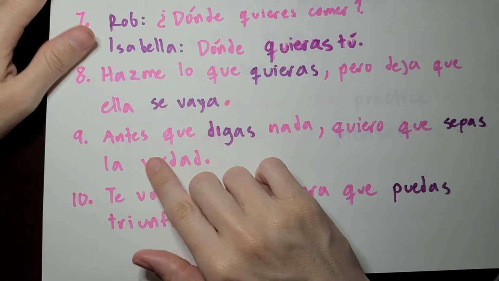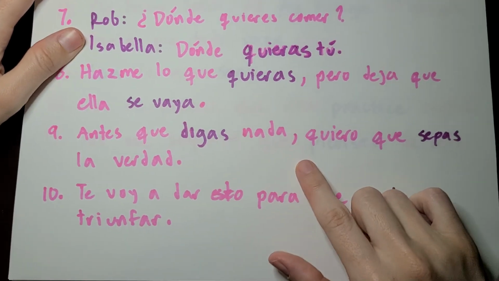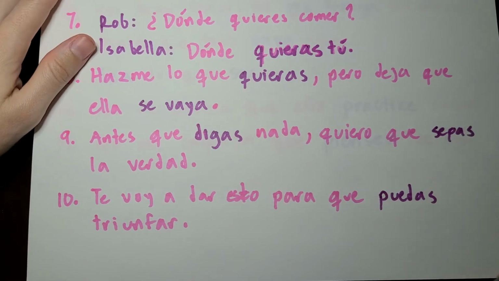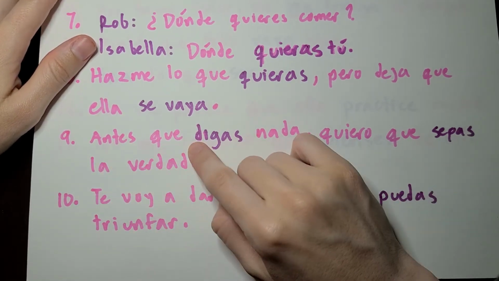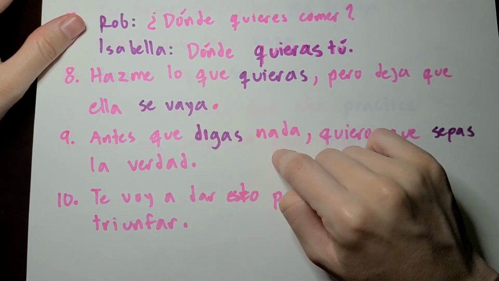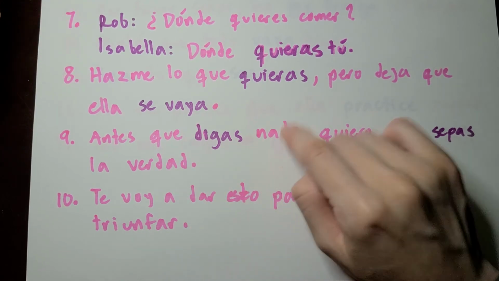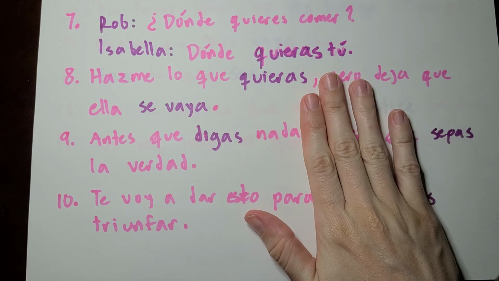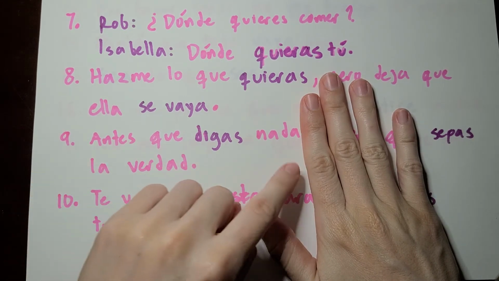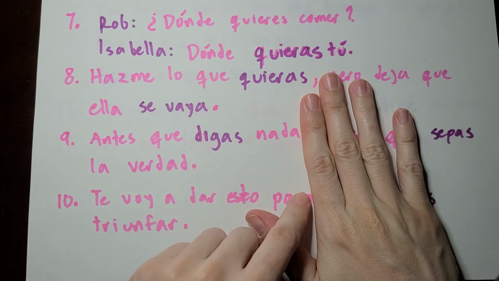9. Antes que digas nada, quiero que sepas la verdad. So here we have another two-parter. Antes que is always followed by the subjunctive. So antes que digas nada, before you say anything. This is another useful expression that you can just take and use in other situations. Antes que digas nada, before you say anything.